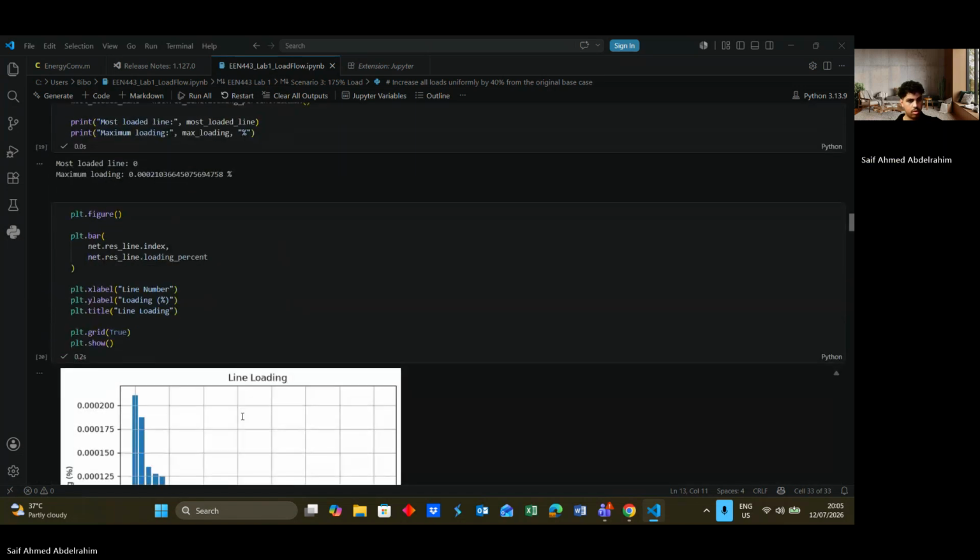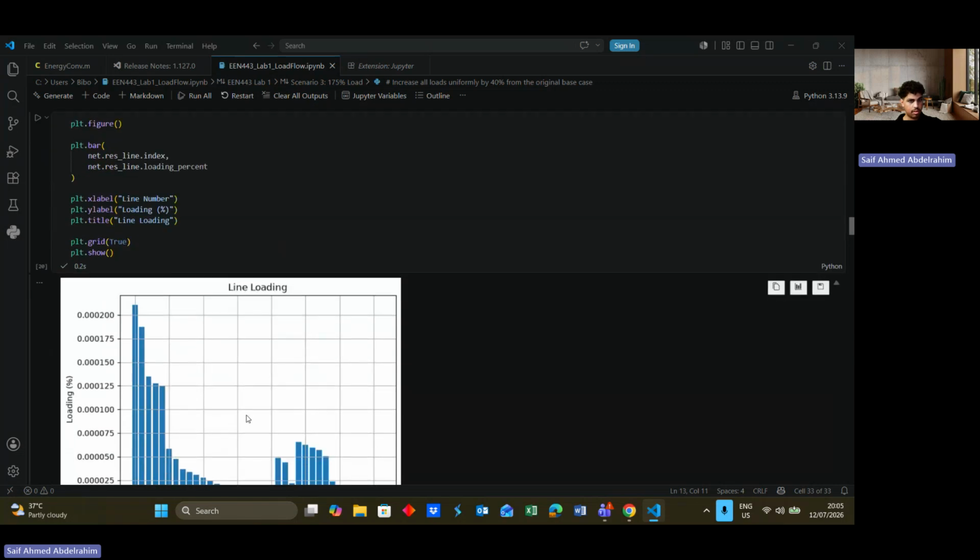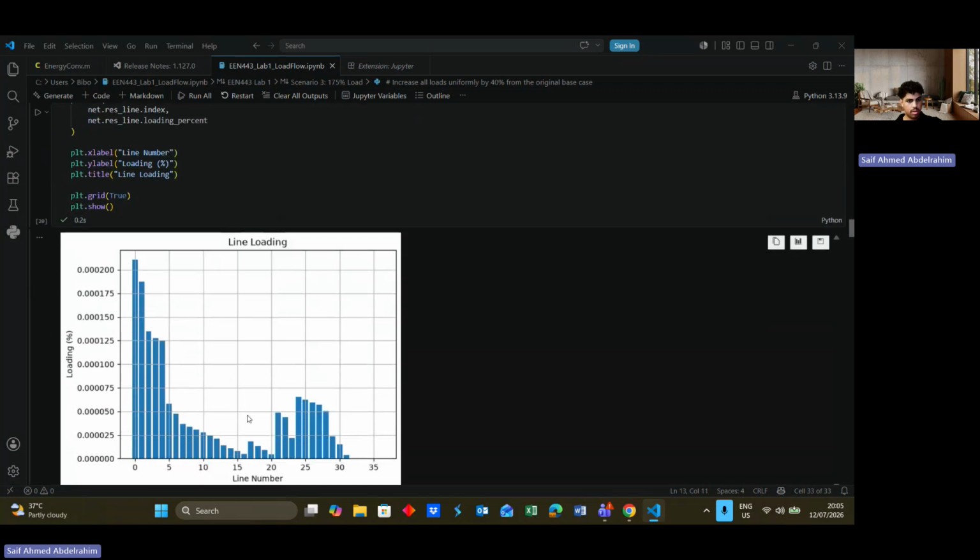So here we have the bar chart for the line loading. It confirms that the upstream line carries more current than most downstream sections.